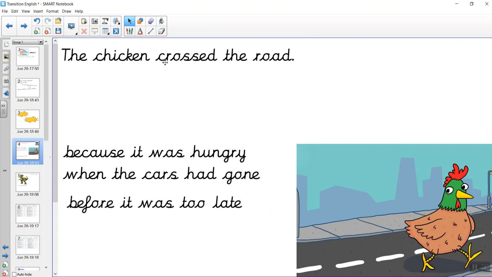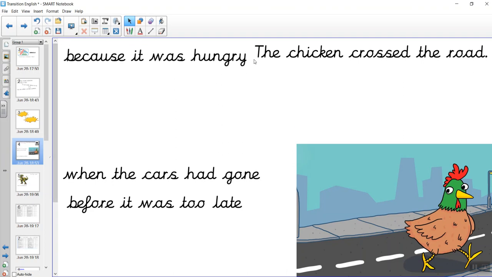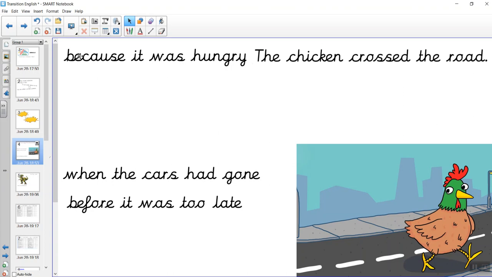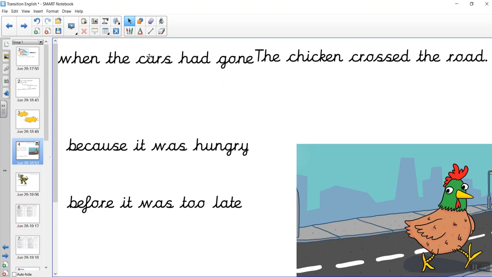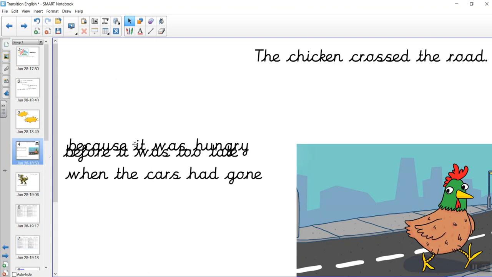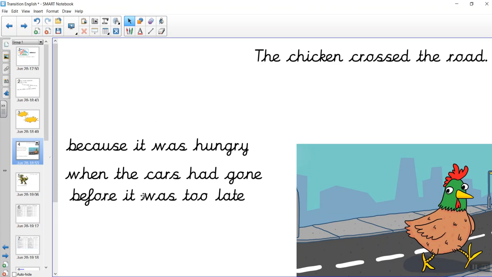Now, we can put the subordinate clause that starts with a subordinating conjunction at the beginning of the sentence, but this time we'd need a comma, wouldn't we? Because it was hungry, comma, the chicken crossed the road. When the cars had gone, comma, the chicken crossed the road. Before it was too late, comma, the chicken crossed the road.